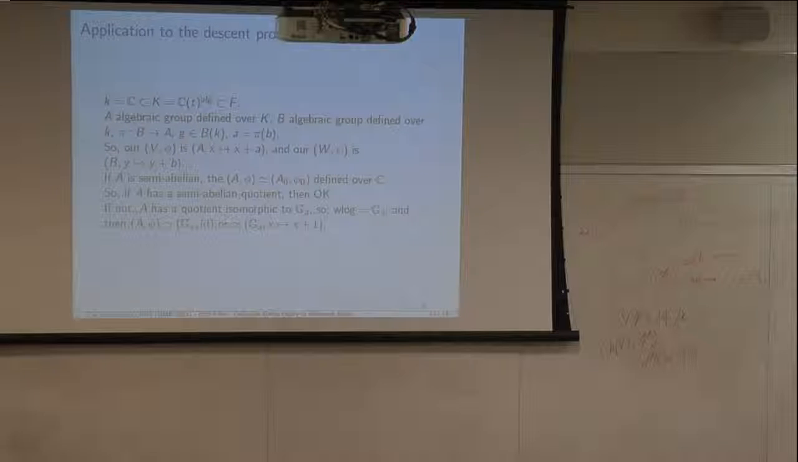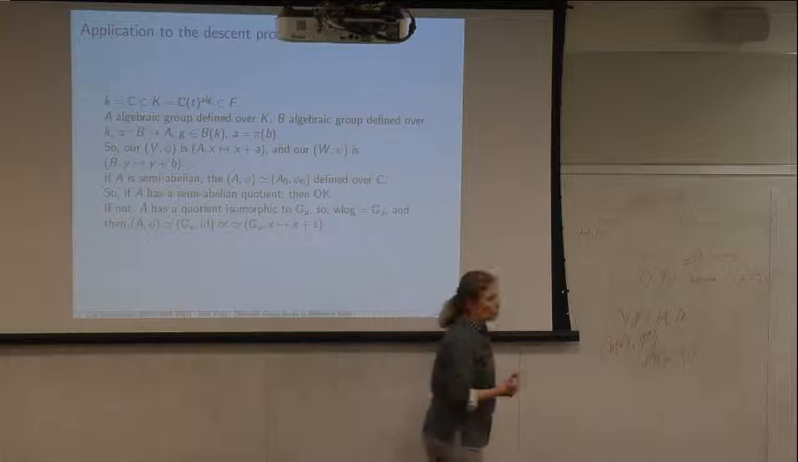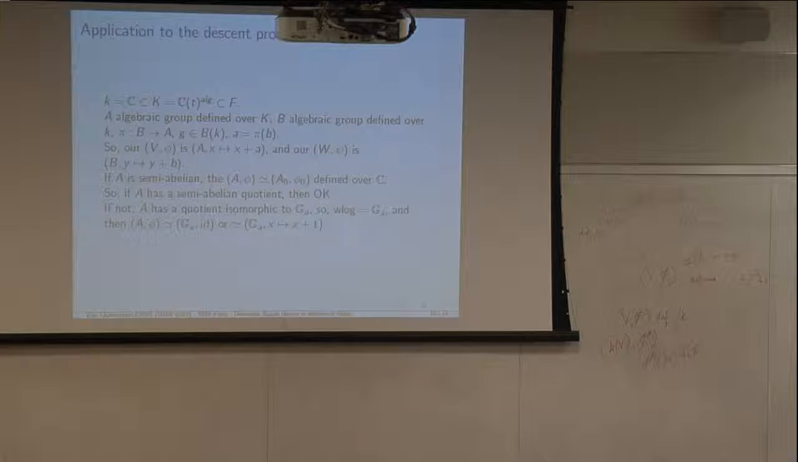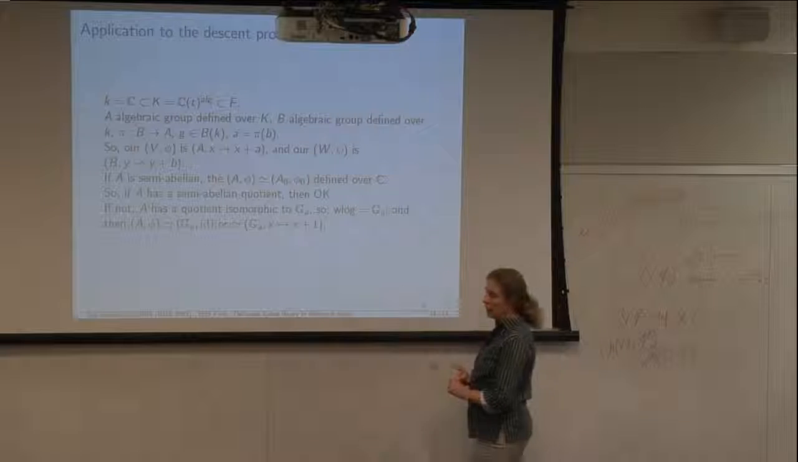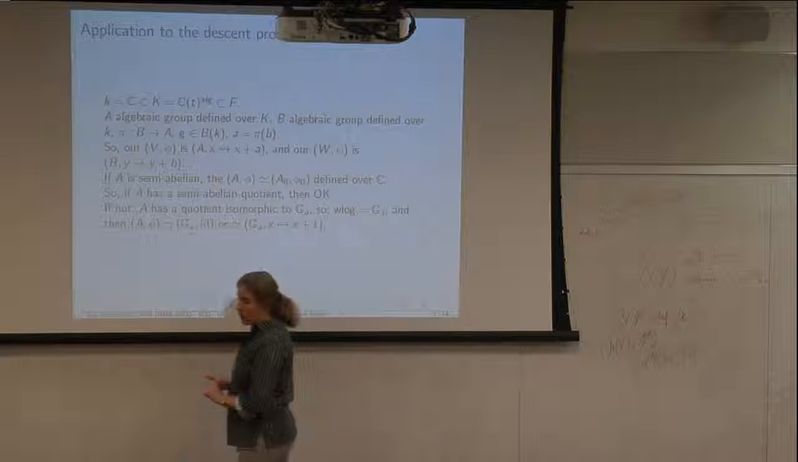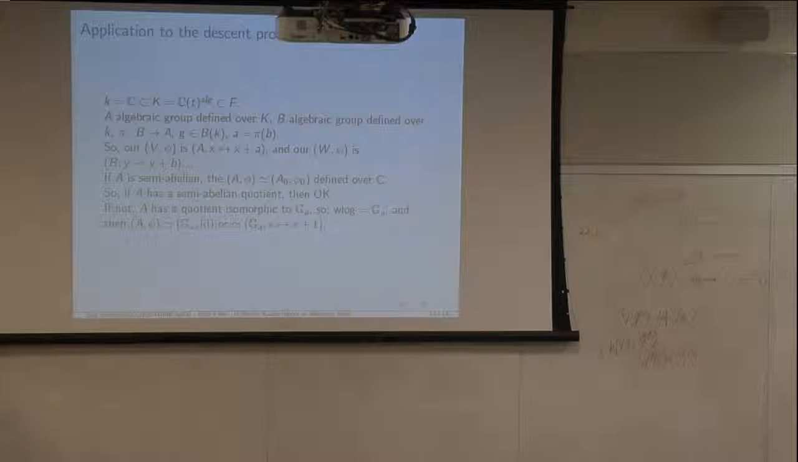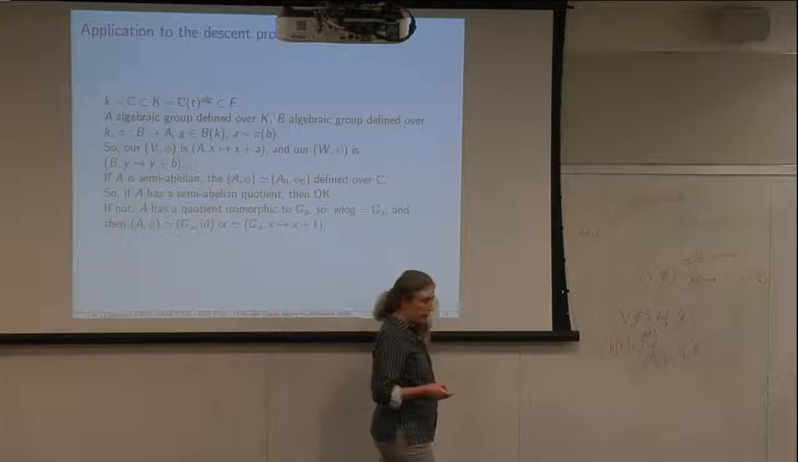Okay, so if my variety is semi-abelian, it's done. Not only does it have a quotient, it itself is isomorphic to something defined over a small field. So if it has a quotient which is semi-abelian, it's going to be okay too, because that quotient is going to be isomorphic to something defined over the small field. So the only thing that remains is if A has no quotients which are semi-abelian, in other words, all its quotients are isomorphic to GA.